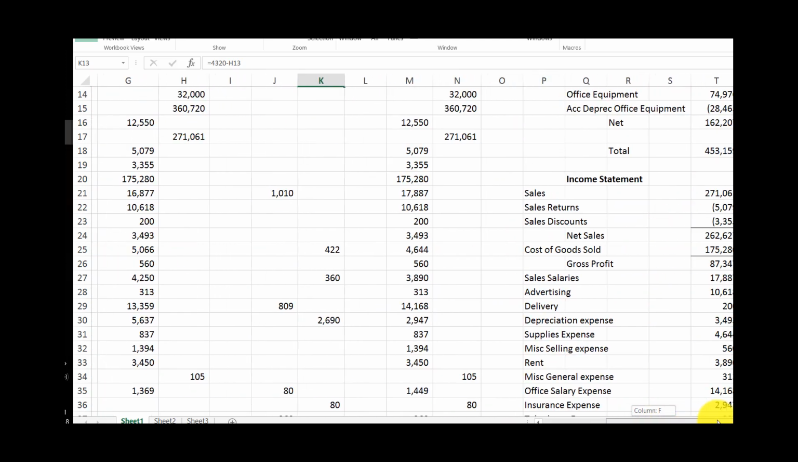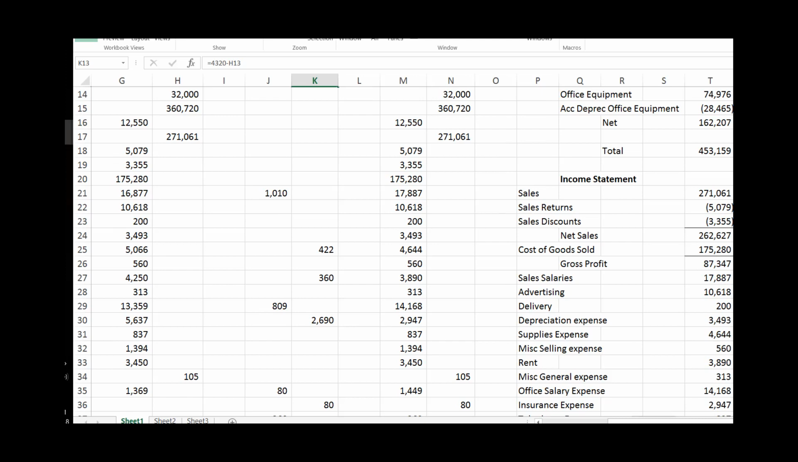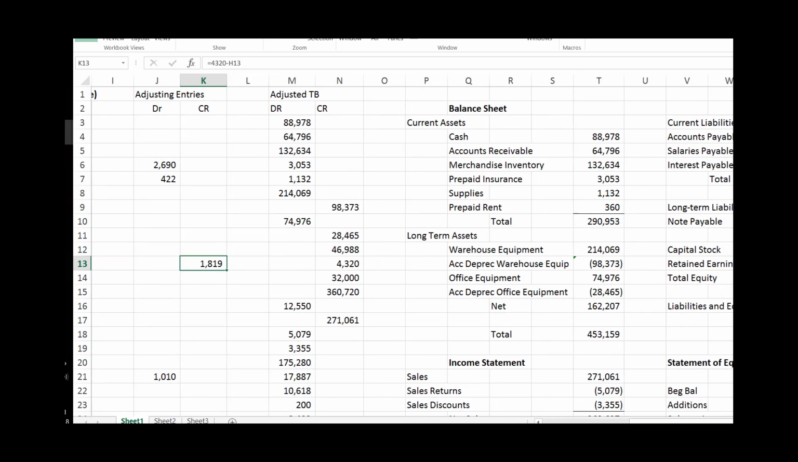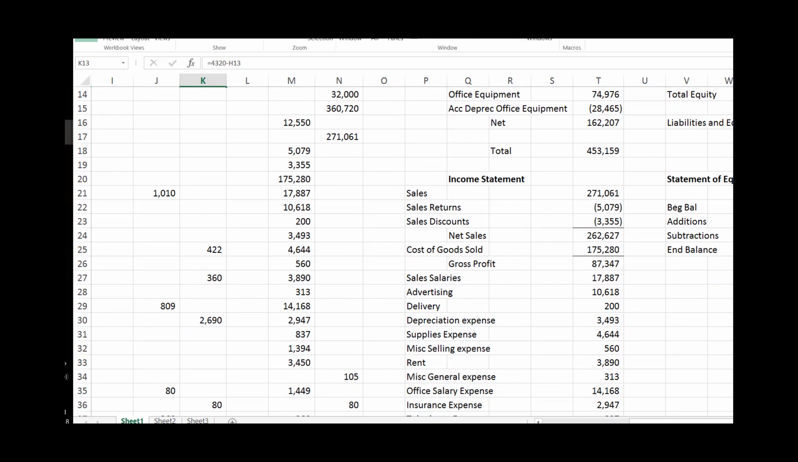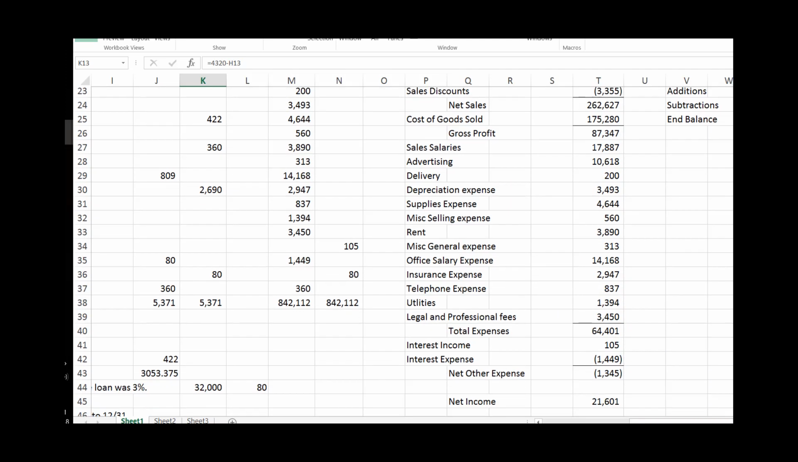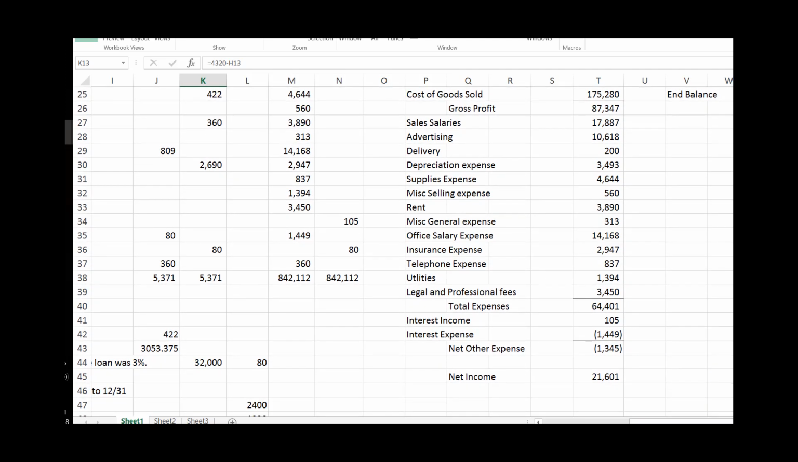So the rest of this is to put this thing together. So we do an adjusted trial balance. We adjust each balance by the amount of the adjusting entries. Then the order we should do our financial statements is income statement. It should look like that. All right. The order of expenses is not critical. All right. Net income at the bottom.